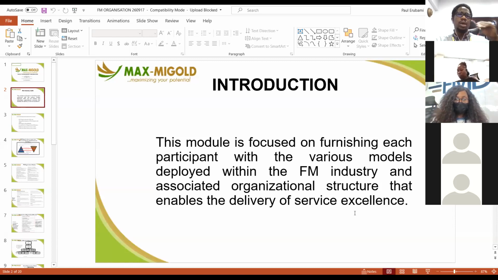In today's class, because we're just coming from the procurement and contracts class, and all of those talk about outsourcing, this class is also focusing on the various models you can use to outsource your FM service, so that we can see how the different companies out there organize themselves to package their services for us to book or buy from them when we want to outsource our services.